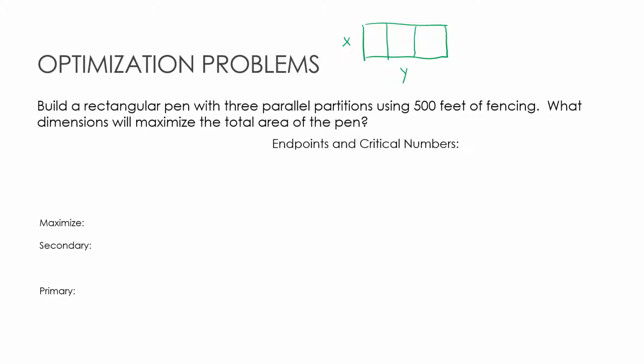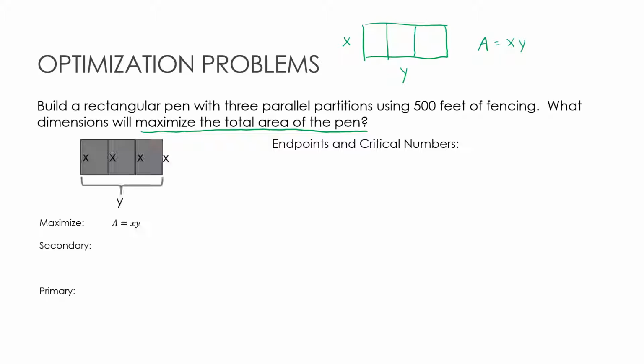So if I'm trying to maximize the total area of the pen, what function will I use? Well, it's a rectangle, so area is just going to be xy. So here's what my picture looks like, the official picture that we're going to use.